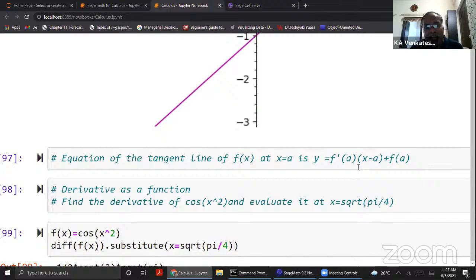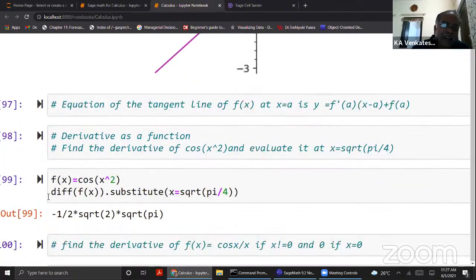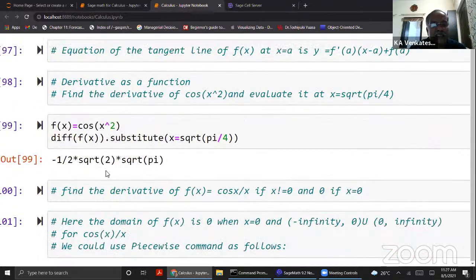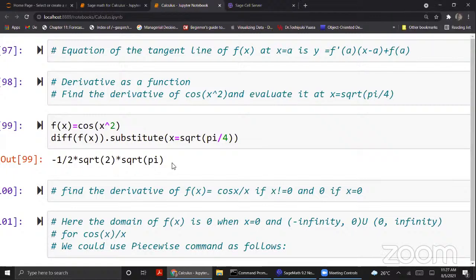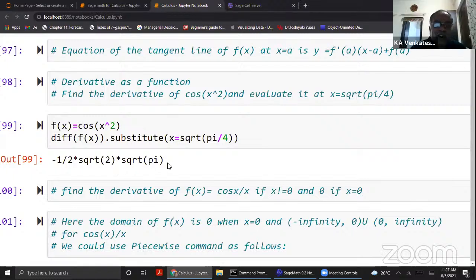So derivative of cos x square, evaluate at x equal to square root pi by 4. What we are doing is exploiting, instead of finding that way, I can store this as differentiation of f of x is g of x. Then I can say g of square root of pi by 4. It gives the same value only. So instead of that, we are exploiting other syntax also. Differentiation of f of x dot substitute x equal to square root of pi by 4, which is going to give us some answers. So square root of 2 to square root of 5. So this is, one can talk about that.